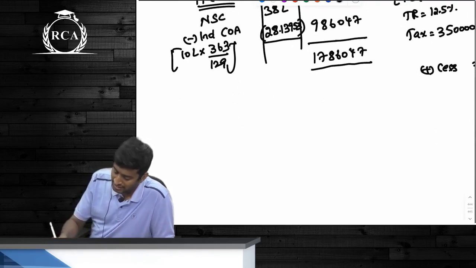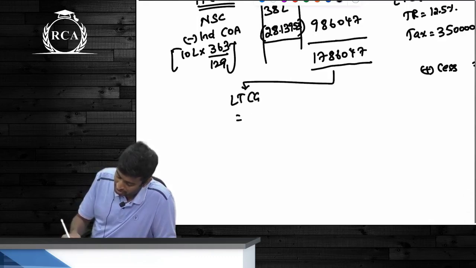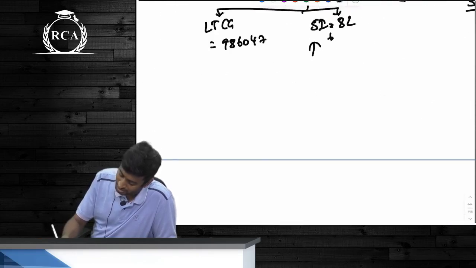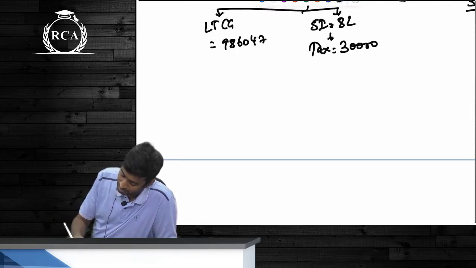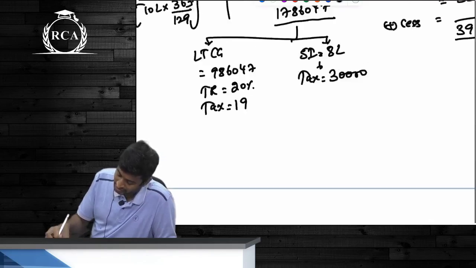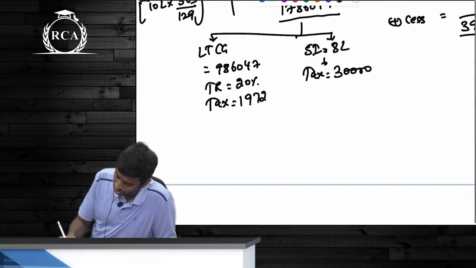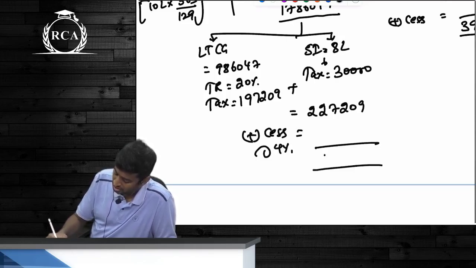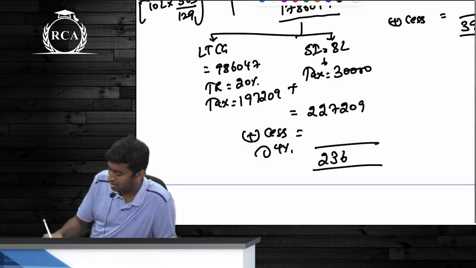करेक्ट. इस पे क्या निकालेंगे अब? टैक्स. लॉन्ग टर्म हाउ मच? 986,047. सैलरी इनकम हाउ मच? 8 lakhs. 8 lakhs पर टैक्स will remain the same 30,000. इस पे टैक्स रेट इज 20%. 1,92,009. दोनों को ऐड करो 227,20 प्लस सेस एट द रेट ऑफ 4%. 236,297 or 298, rounded up to 300.